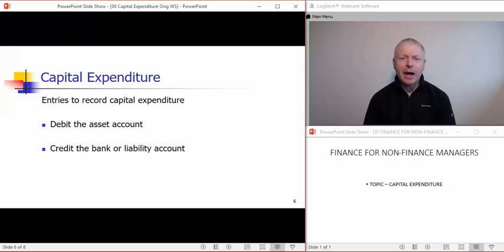So let's have a look at how you record capital expenditure transactions. What you need to do is debit the asset account and credit either a liability account or reduce your bank by crediting it with the transaction fee. So here you go. If you buy a hotel for $10 million, you would debit the property account with $10 million. And let's say you were borrowing from the bank, you would credit a loan account with $10 million. And that is it in a nutshell.